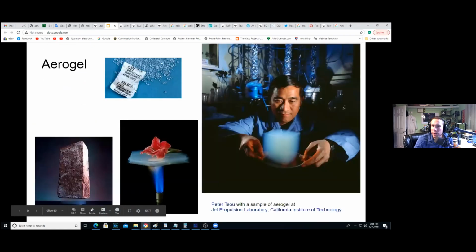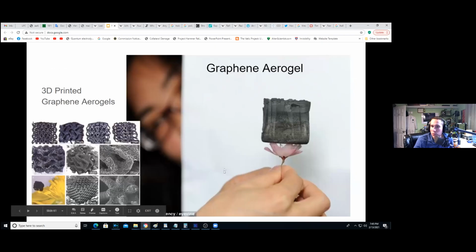Of course, if you take silica gel and replace the water with air, it makes aerogel, which is really heat resistant and fire resistant. It's a good fire block material. It's also got very good compressive strength. Not that it won't cut with a knife. It's not a super strong or rigid material, but it will support some weight.